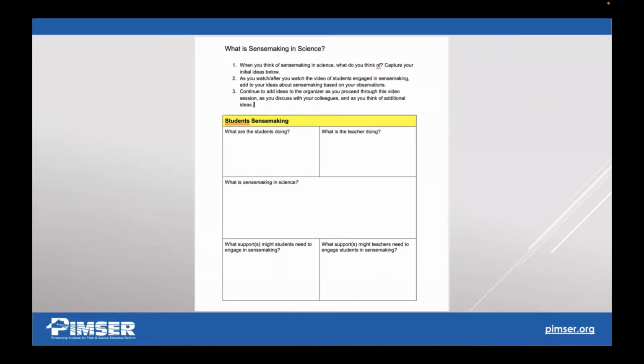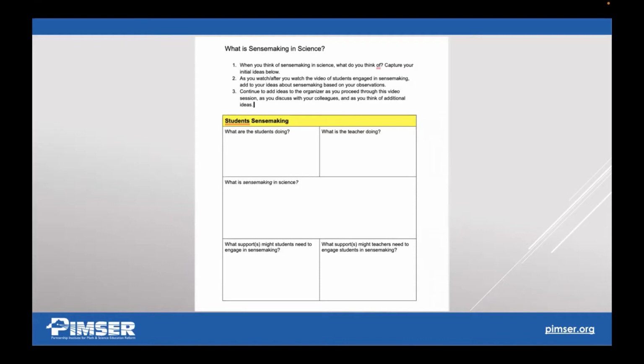Sometimes it helps to bring an idea to life by seeing it in action. We will watch a short video, it's a little less than 6 minutes, of some elementary students in Washington State. These students are engaged in sense-making, and the teacher is supporting the students in sense-making. I say that just so you know that that's the reason I'm showing it.